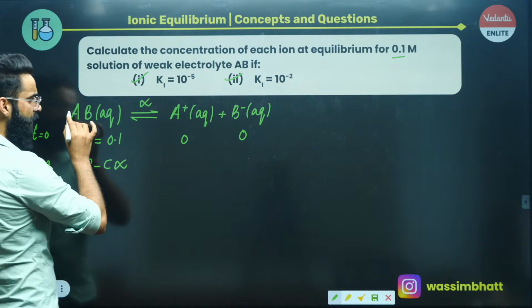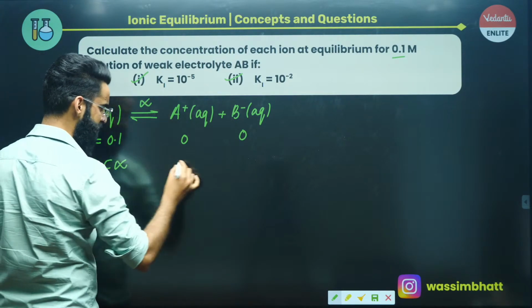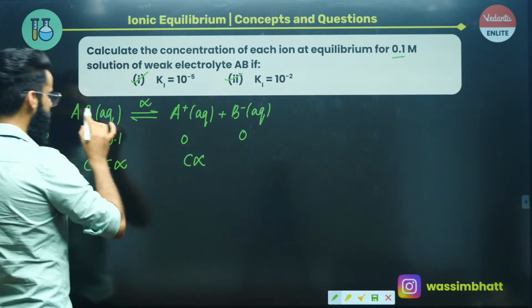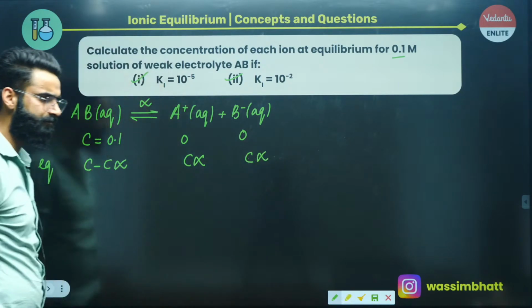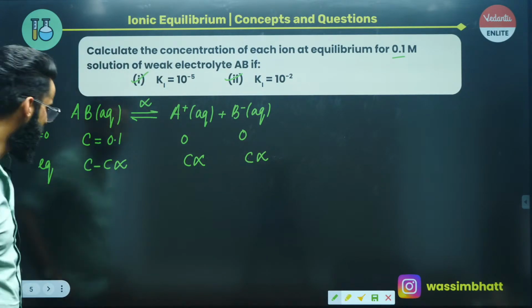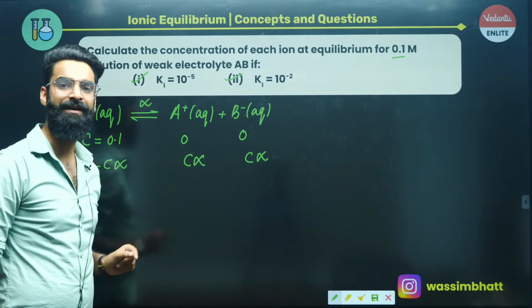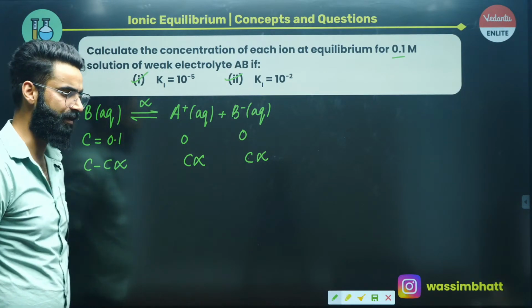Now, 1 mole of AB gives 1 mole of A positive. So from C alpha, you get C alpha. Similarly, 1 mole of AB gives 1 mole of B negative. From C alpha, you again get C alpha, right? So basically, what did I get? I got the concentration of each ion present in the container at equilibrium, right?